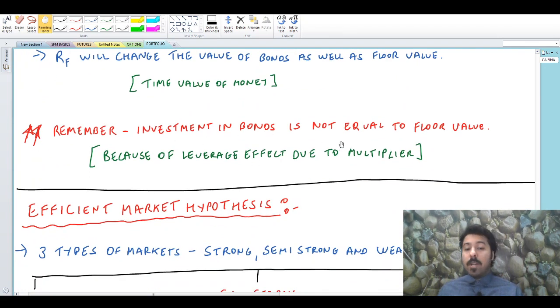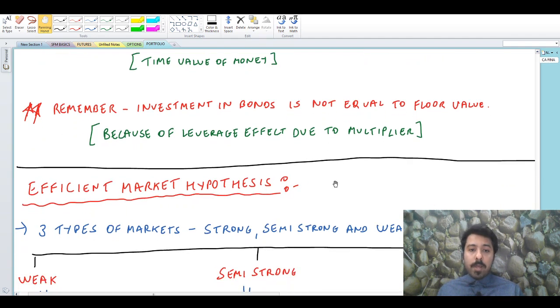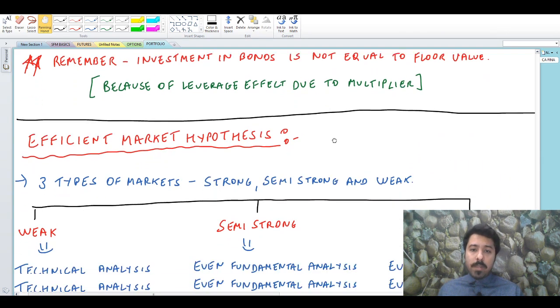Remember, investment in bonds is not equal to floor value. You need to remember that floor value was 40,000, but in the end investment in bonds was 1 lakh minus 90,000, only 10,000. Okay, and this is because of leverage effect due to multiplier. You can solve a sum if you want, but it is very highly unlikely that this will come in exam. Okay.